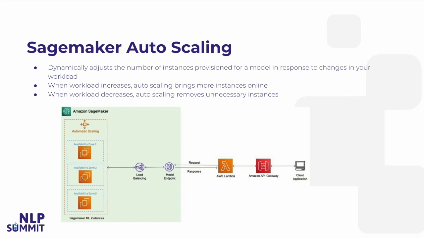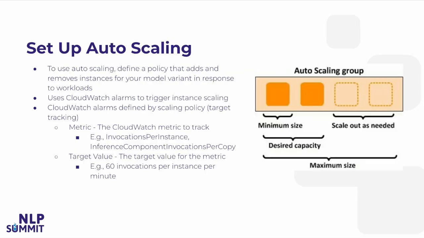You can see in the figure below how autoscaling works in the context of SageMaker, pulling instances from different availability zones as needed, then going through a load balancer to reach the endpoint. In order to use autoscaling, you need to define a scaling policy. The policy uses CloudWatch alarms to trigger instance scaling up and down. For example, a typical way to set up an autoscaling policy is to use target tracking, where you need a metric to track, such as model invocations per instance, and a target value, such as 60 invocations per instance per minute. And if CloudWatch detects those thresholds being hit, then instance scaling would be triggered.